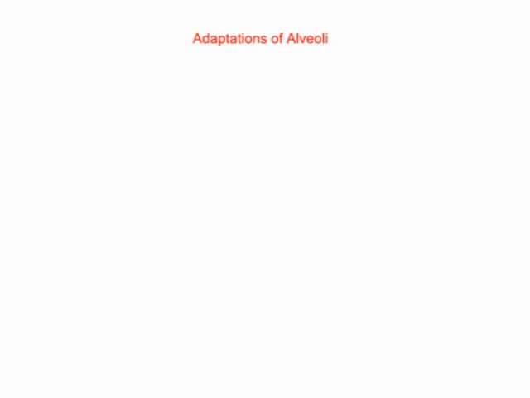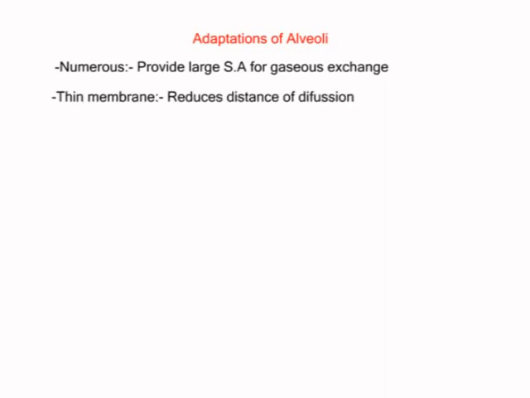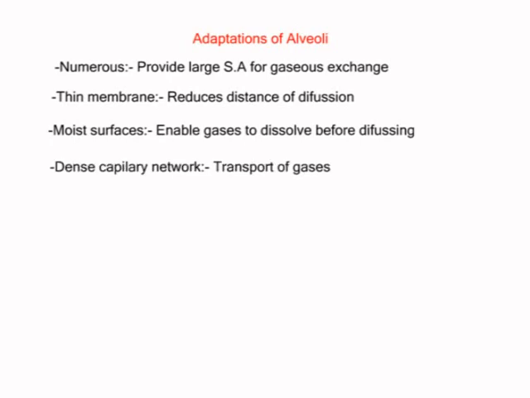So how then are the alveoli adapted for gaseous exchange? First, there are numerous alveoli to provide a large surface area for gaseous exchange. The human being has about 600 million alveoli. The alveoli have a thin membrane, which reduces the distance through which gases diffuse. The alveoli also have a moist surface, which enables gases to dissolve into solution before diffusing. The alveoli are also supplied with a dense network of capillaries to transport gases to and fro tissues of the body. Finally, the alveoli are also supplied with air through the bronchioles that are linked to the trachea.